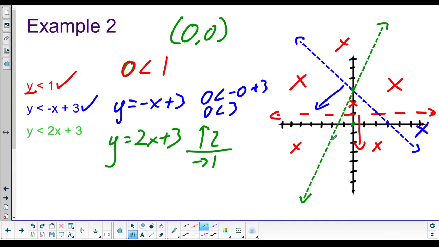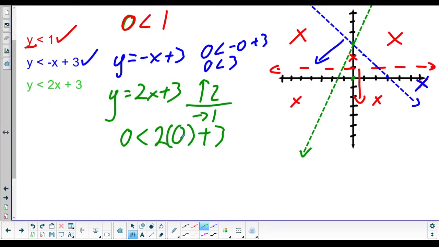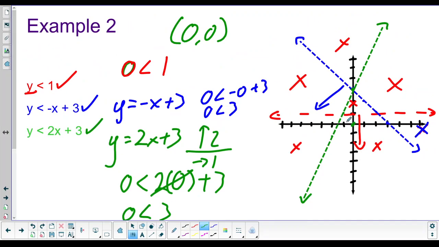Last one's green, so it's either going to be over here above the green line or over here below the green line. So plug in 0. 0 is less than 2 times 0 plus 3. So 2 times 0 is 0. So 0 is less than 3. That's true. So it's going to be on this side of the green line.